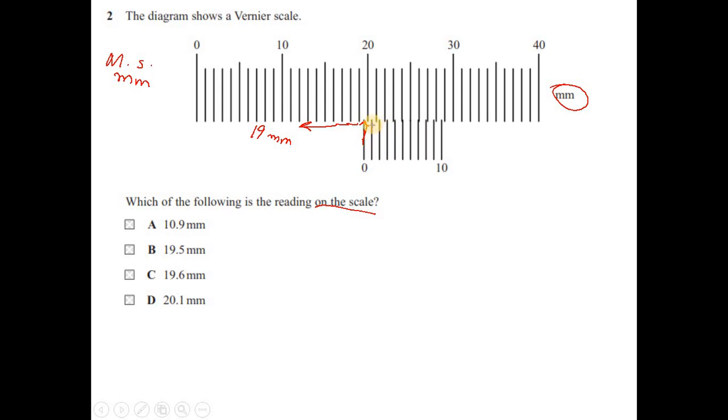So if you see, this is line number 1 here, it is not aligning. Line number 2 is still not aligning, 3, 4 and then 5 and then 6. If you see 6, line number 6 is best aligning with the main scale. So this is line number 6. That means in this scale this is 0.6. And how do you read the value? You add these two numbers. So 19 plus 0.6, that means 19.6 is your reading on that particular vernier caliper. So your option is C.